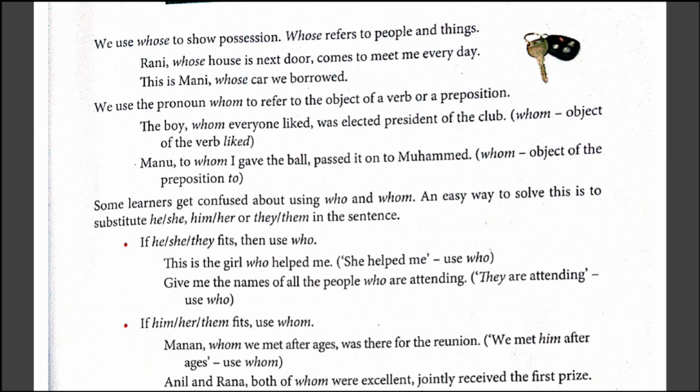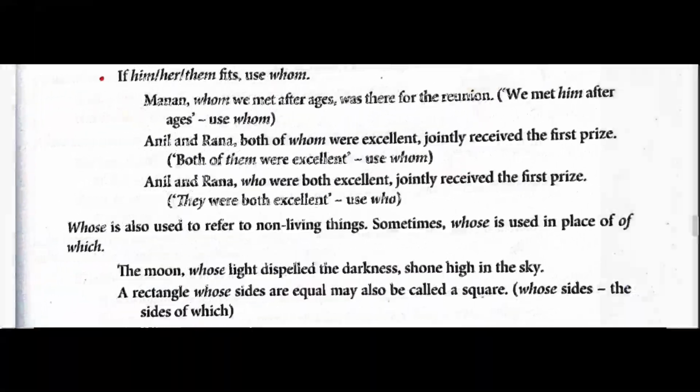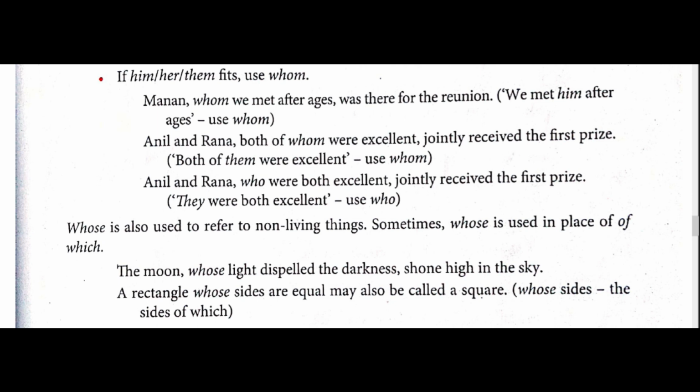Next one. Anil and Rana, more than one student, both of whom were excellent, jointly received the first prize. So both of them were excellent. So here you're going to use whom, more than one. Next one. Anil and Rana, who are both excellent, jointly received the first prize. They were both excellent, and so you are going to use who.